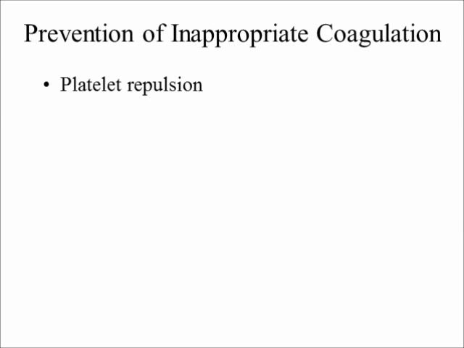Now, what's going to stop the blood from clotting anytime it wants? Well, there are several mechanisms that the body has evolved to prevent coagulation and clotting from occurring just any place it wants. One is platelet repulsion, which basically means that platelets will not adhere to each other's coating unless there's been some stimulus, for example, running into a collagen fiber from a broken blood vessel. So platelets just normally repel each other.